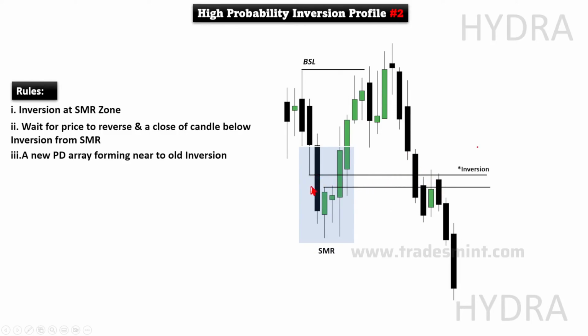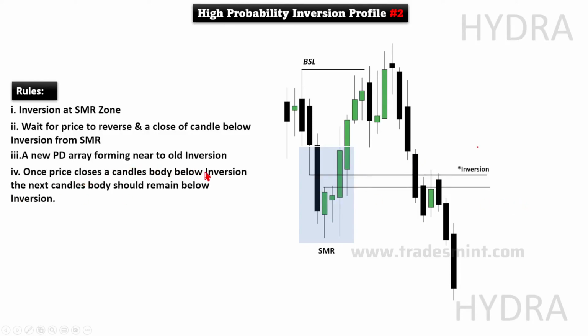We can just trade based on this, but if price is also forming a FVG here, we can also use this as an entry criteria, and this will give us more precision. When price is forming a new FVG near the old inversion from the SMR leg, we can execute here rather than executing here inside this inversion. Once price trades back to this fair value gap, we can execute here. We can put our stop loss above here.